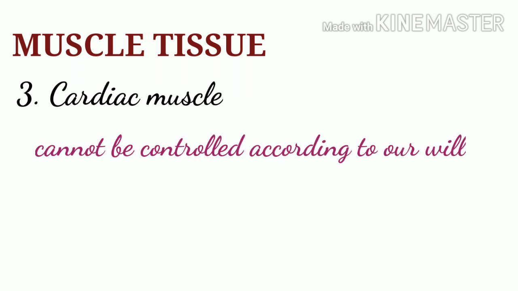The cardiac muscles are involuntary and are found only in the heart. The cells here are striated and comparatively short. Unlike the other muscles, cardiac muscles are branched. They can contract without outside stimulation and do not get tired soon.